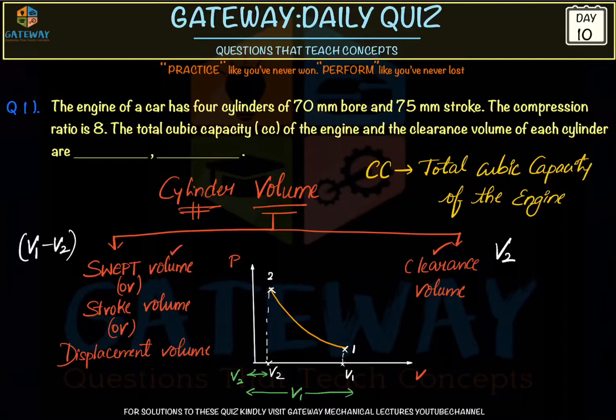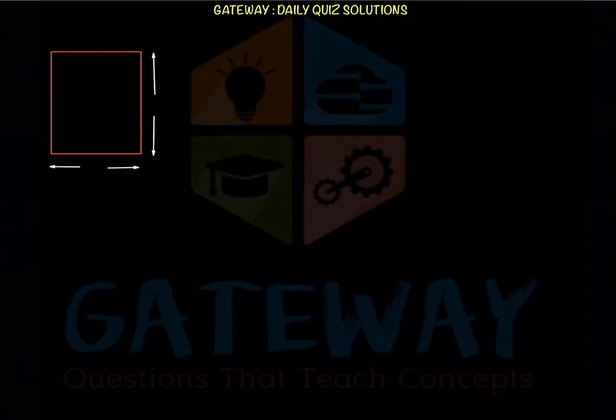We'll go into the question now. We have discussed this at length. First of all, the cylinder's bore and stroke are given, and the compression ratio is given. The first thing we need to calculate is the total cubic capacity. This is the cylinder, this is the bore diameter, and this is the stroke. For one cylinder, each cylinder's swept volume is equal to pi by 4 d square into L.